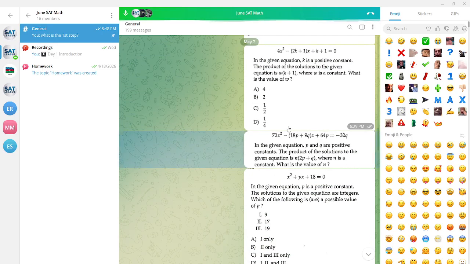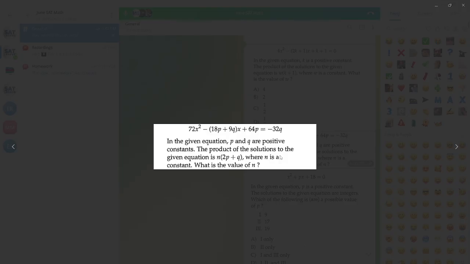Let me ask you this: what is the first step? If it was on the test, what would you do? What would you do firstly, before going on to the formula? You know, the tricky part of this question. What do you think it is?